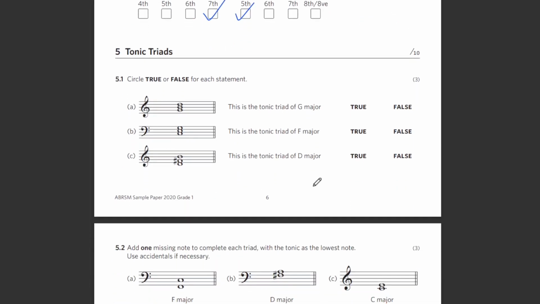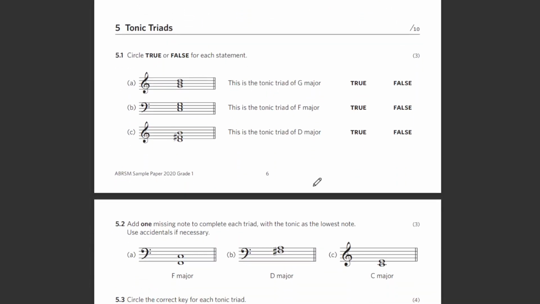Okay, let's move on to the next section, which is on tonic triads. You're asked to circle true or false for each statement. So this is the tonic triad of G major. It starts off with G, then B, D. G major has F sharp, so not relevant here. So this is true.